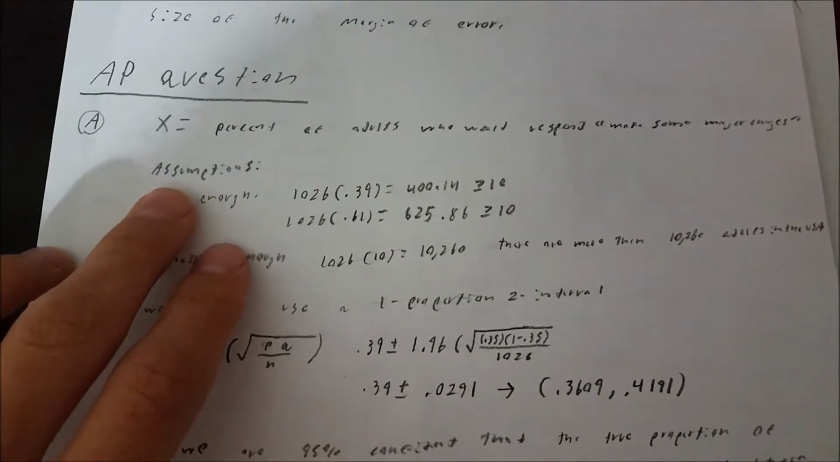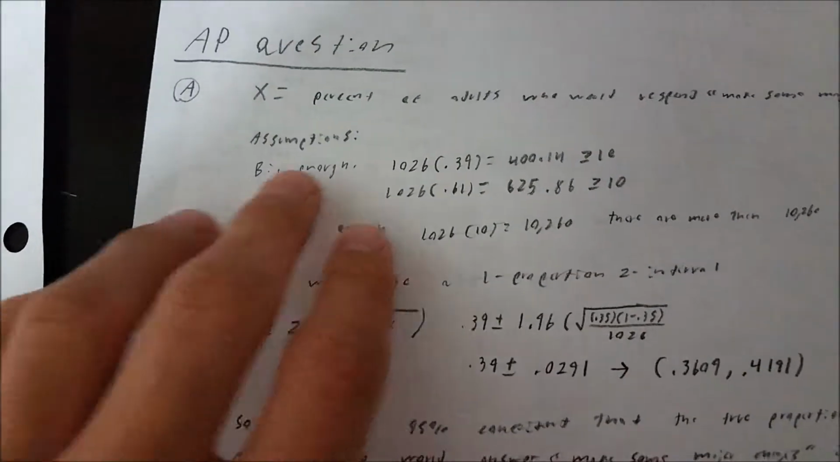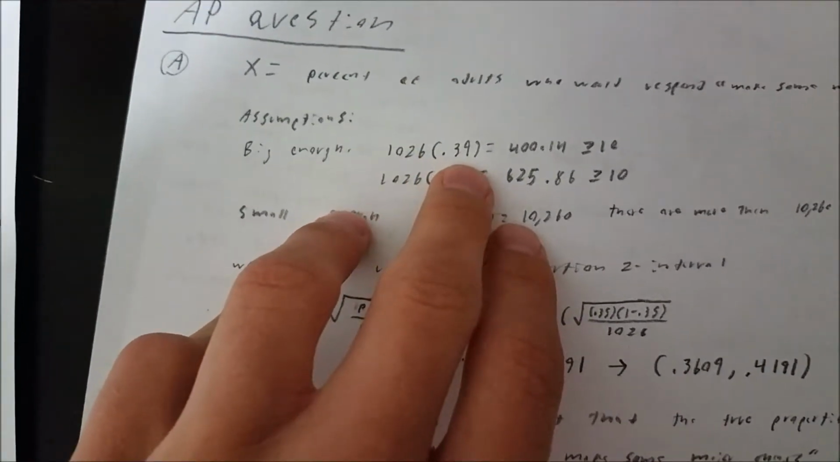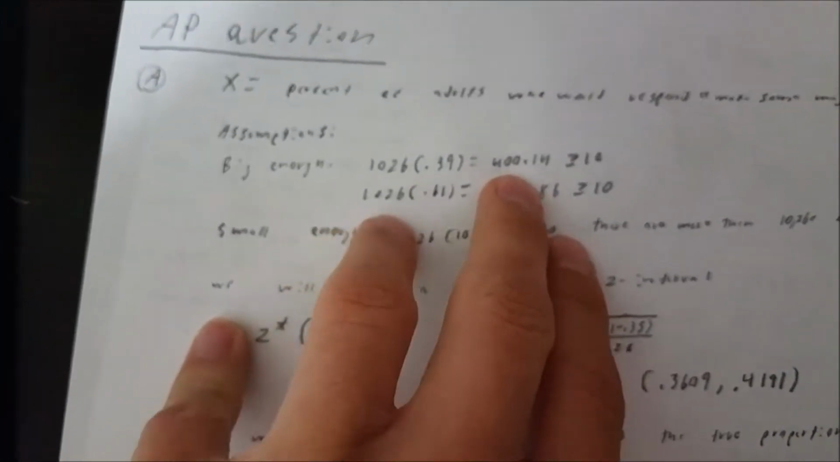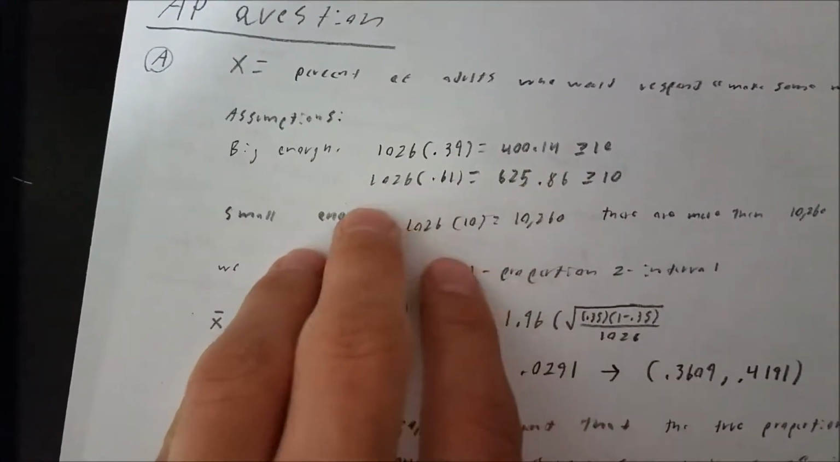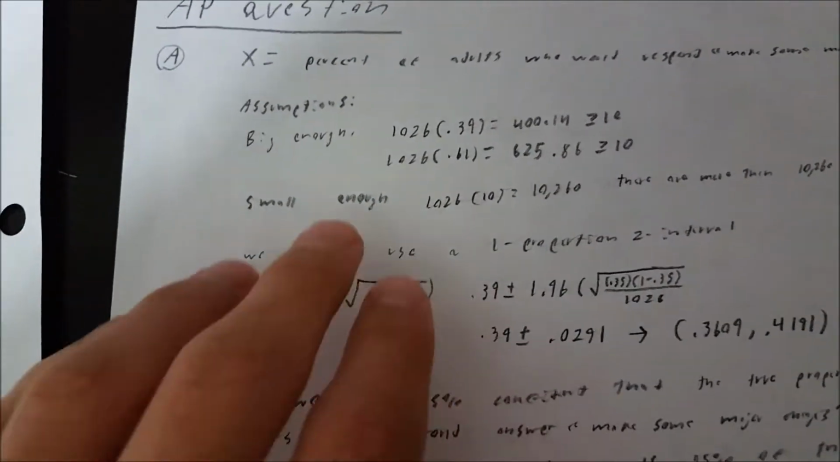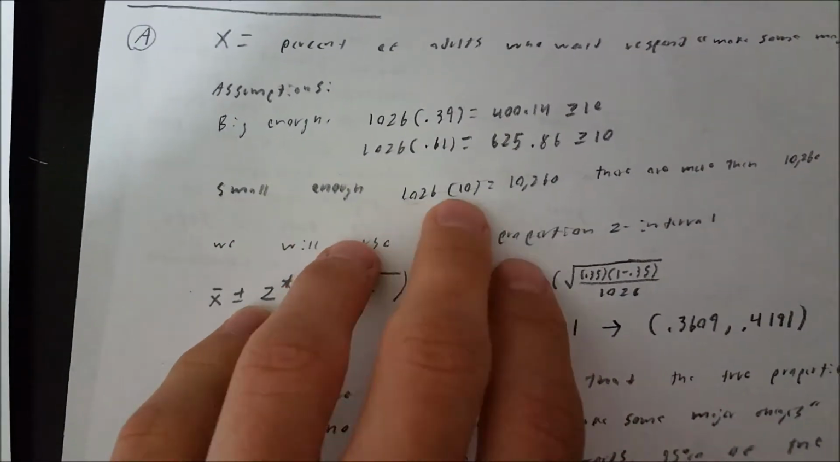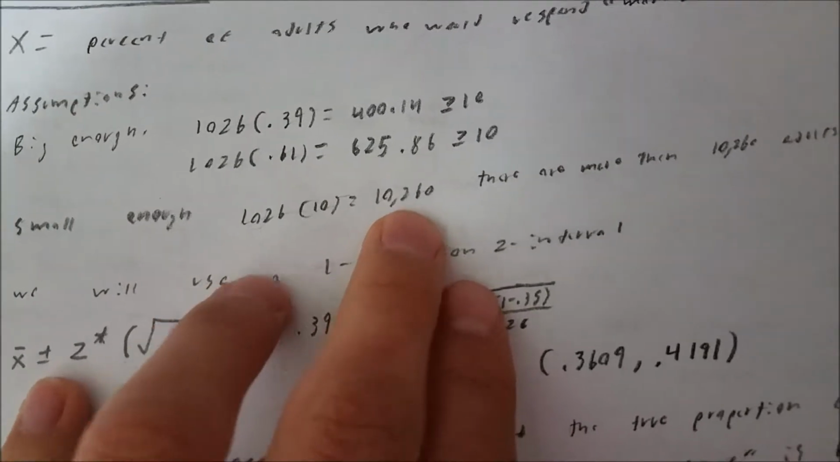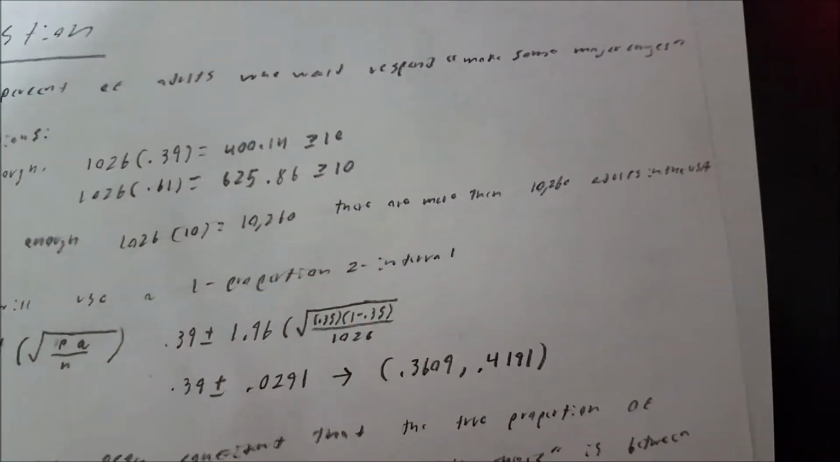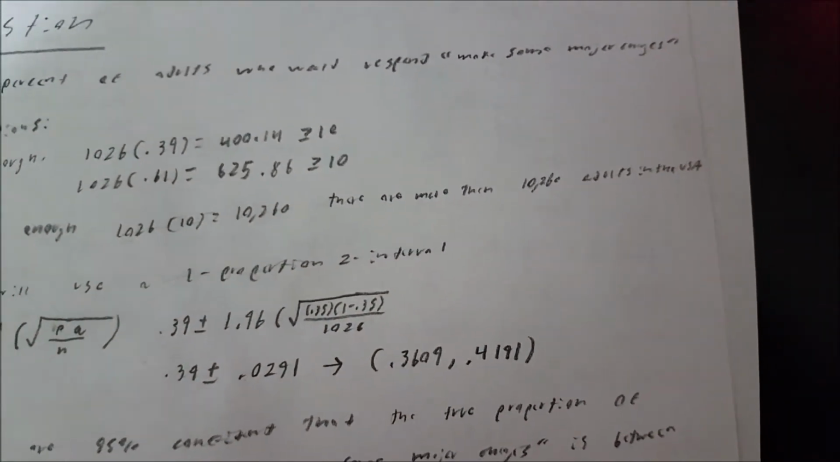Next, we should check our assumptions to make sure this is a valid study. Big enough: take 1026 times 0.39, that is about 400, which is bigger than 10, so it is big enough. And for the q, we do the same thing, and it is also big enough here. And for small enough, we just take n times 10, so that would be 10,260, and there are more than 10,260 adults in the United States of America, so we're good here too.